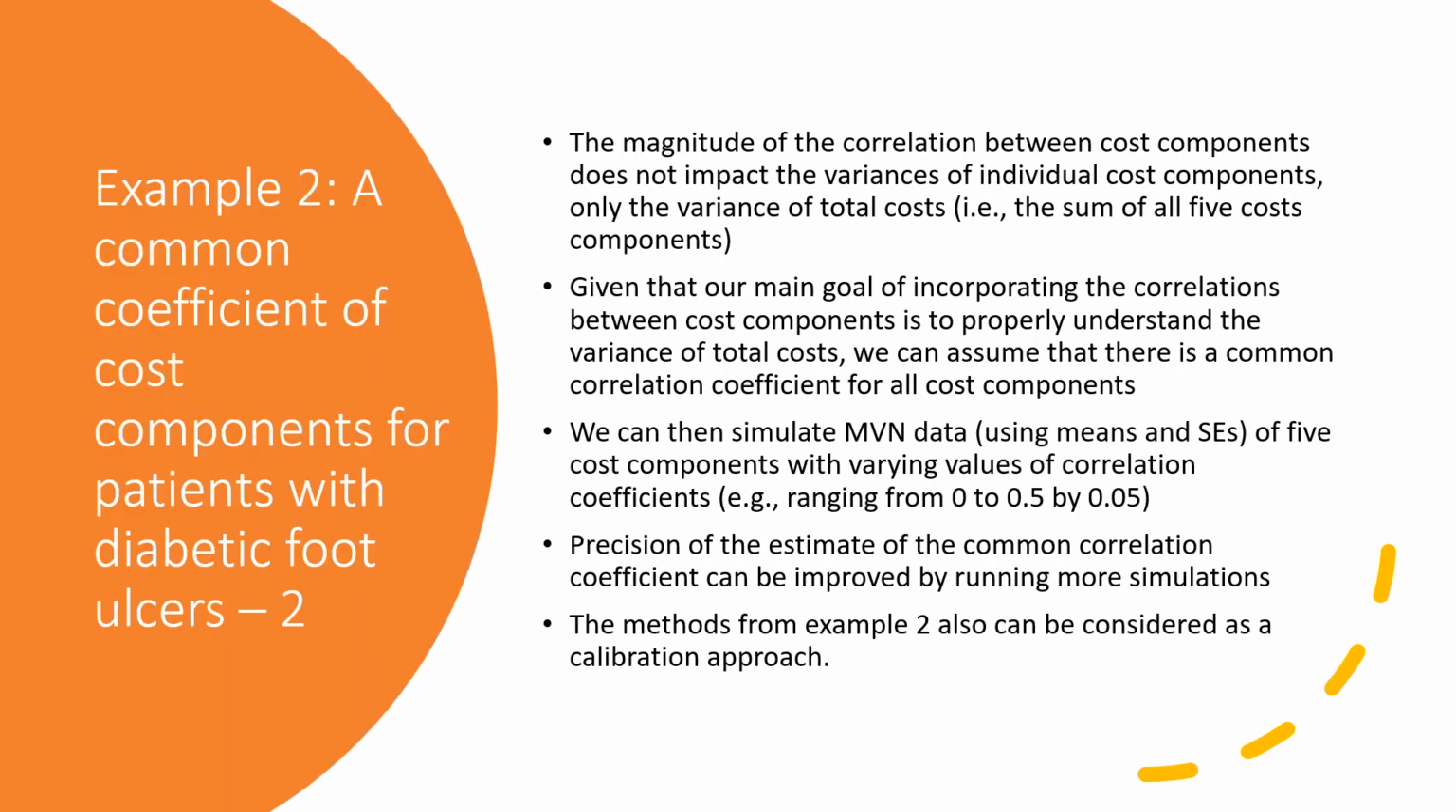The correlation matrix of the 5 cost components includes 10 unique correlation coefficients, and the exact values of these coefficients are unknown from the summary statistics. It should be noted that the magnitude of the correlation between cost components does not impact the variances of individual cost components, only the variance of total costs. Given that our main goal of incorporating the correlations between cost components is to properly understand the variance of total costs, we can assume that there is a common correlation coefficient for all cost components.